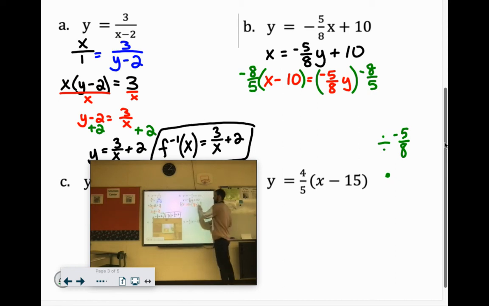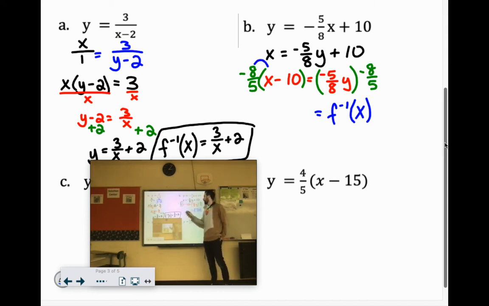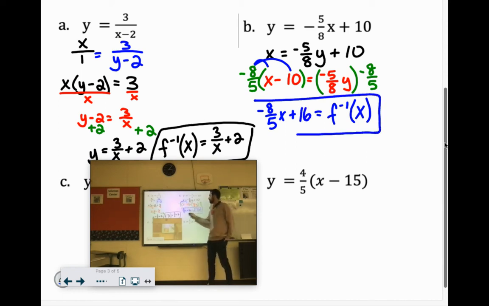So that will just cancel out the negative 5/8, and we'll just have positive y on the right side. But remember, we're doing an inverse notation. So I'm going to replace the y with f inverse of x equals, and then we'll just distribute this. So negative 8/5 x plus, because we have a negative times negative, 10 times 8 is 80, divided by 5 is 16. These are pretty tough, pretty tough.